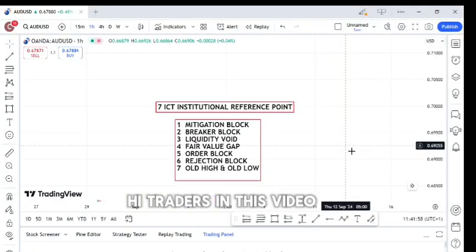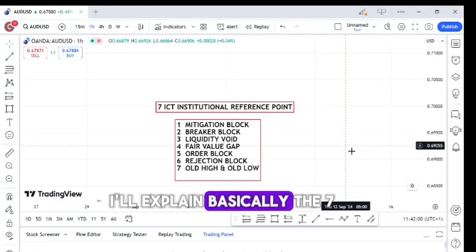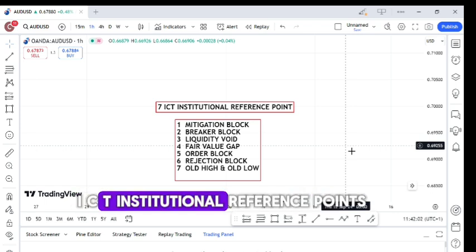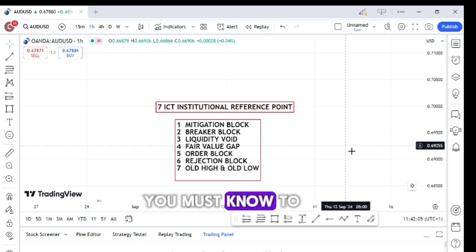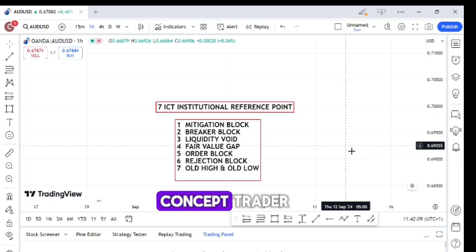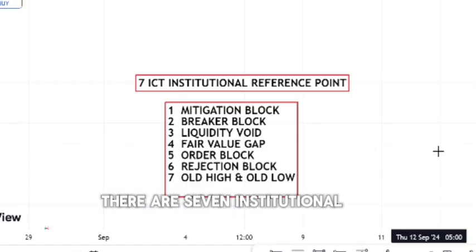Hi traders, in this video I'll explain the 7 ICT institutional reference points you must know to improve your trading skill as a smart money concept trader. There are 7 institutional reference points.